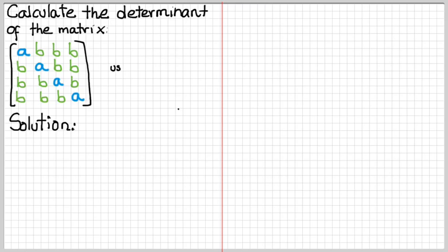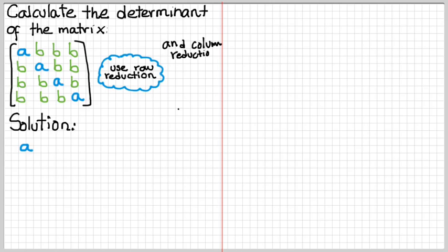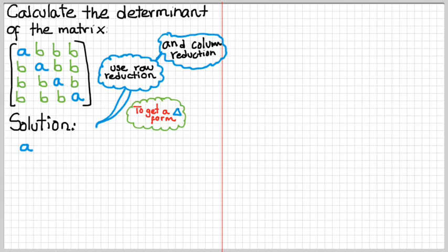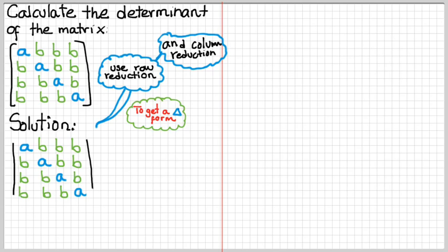So we are going to use a combination of row reduction and column reduction. The final idea is to get a triangular matrix. And you know that the determinant of a triangular matrix is just the product of the elements in the diagonal. So our objective will be to use these column and row operations on my matrix in order to get a triangular matrix and then apply the theorem.